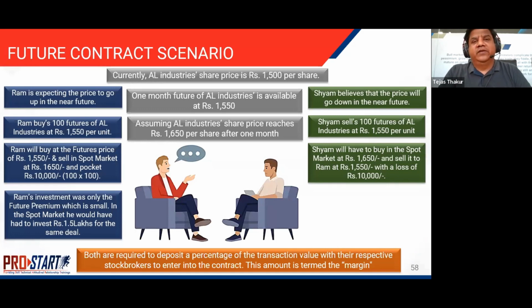But what will happen is, if it would have gone against his expectation, then the loss also would have been to that same level. So that is why we say that the profits and losses in the futures segment is much, much higher, and the risk is equally high.